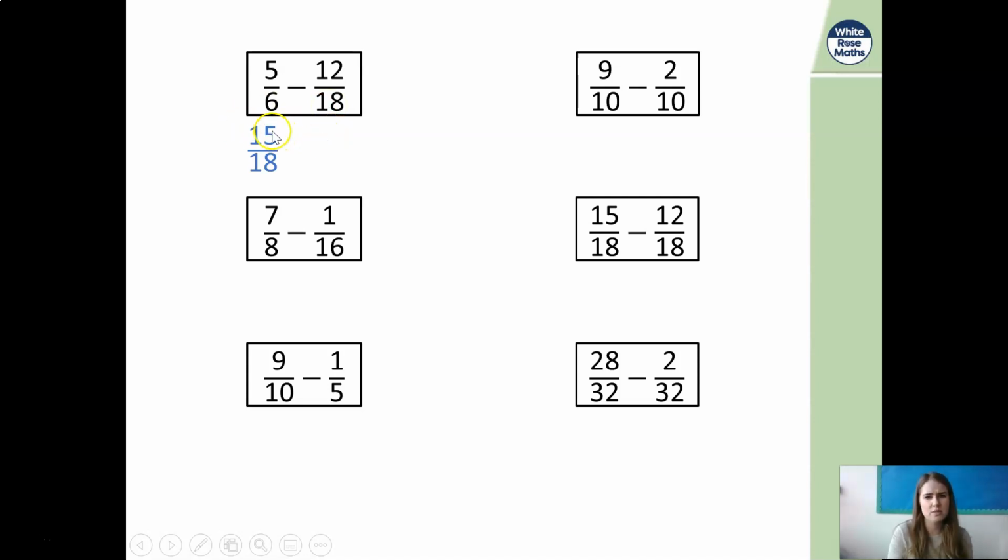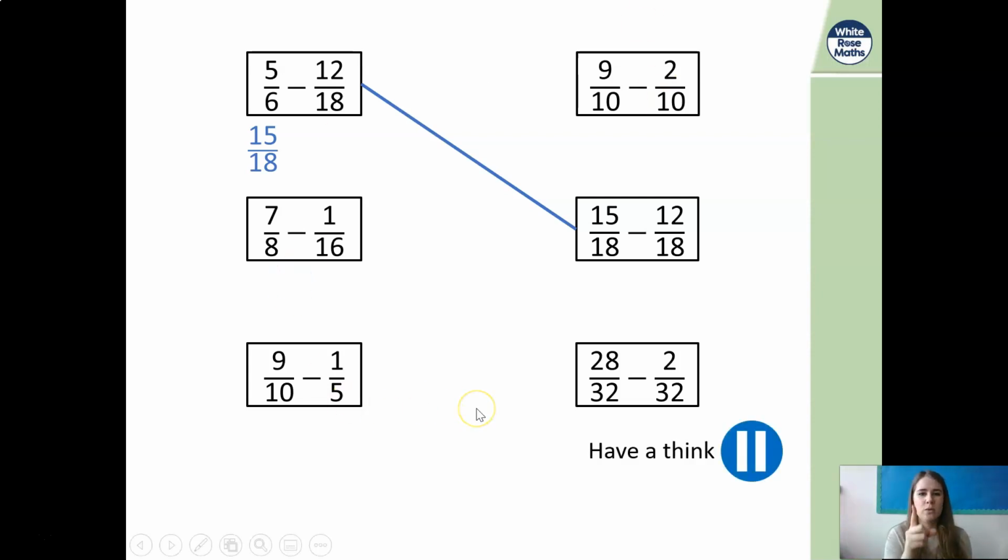So now I'm looking, well, which one of these ones here says 15/18 and 12/18? Well, it's that one there, isn't it? So that one's going to match. So now what you need to do, okay, is you need to have a go and see if you can match the other ones.